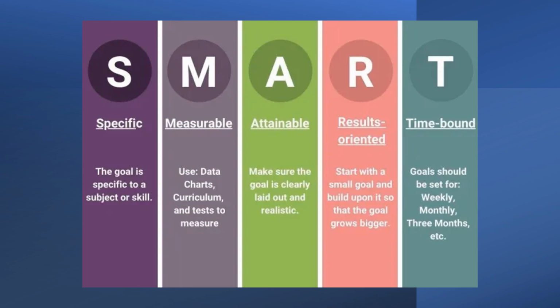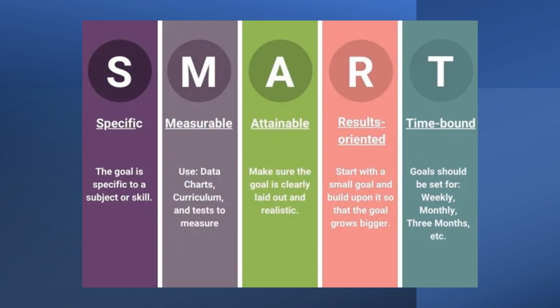So what is included in an IEP plan? The abbreviation for this is SMART. Starting with S, specific. The goal is specific to a subject or a skill. So it shouldn't be a vague goal, it should be very specific, one task at a time. M, measurable. It should be measurable through either data or charts or curriculum or tests to measure the student's growth.